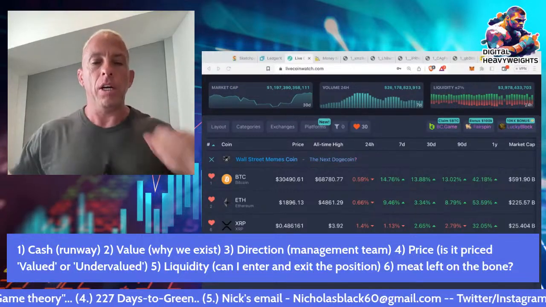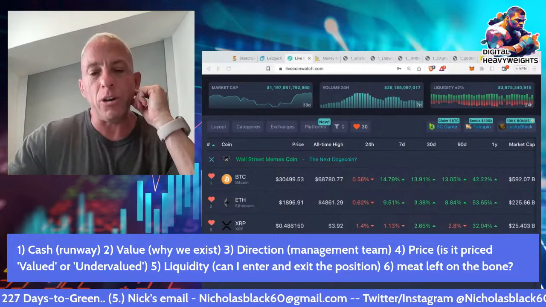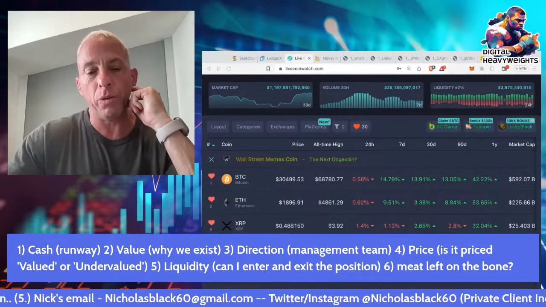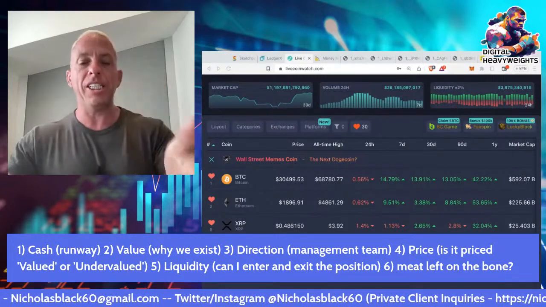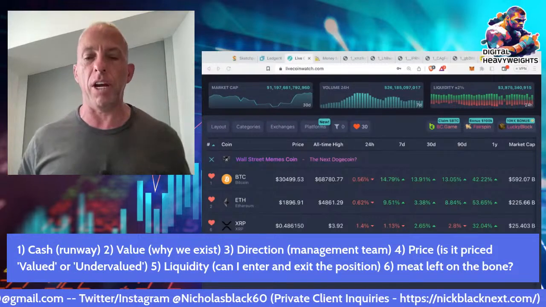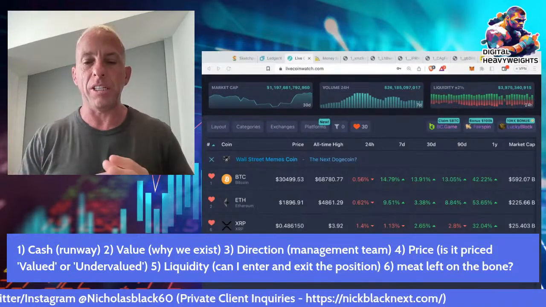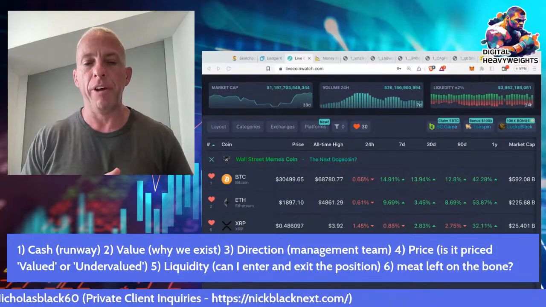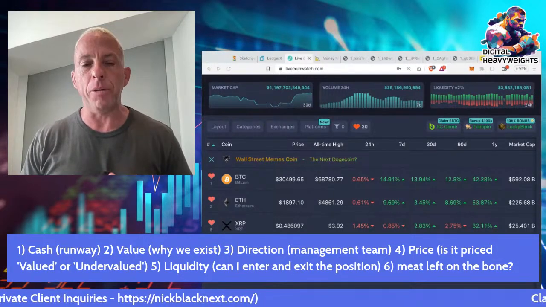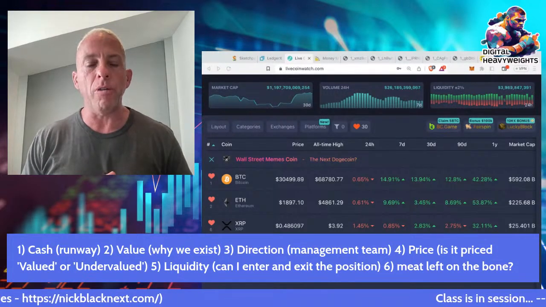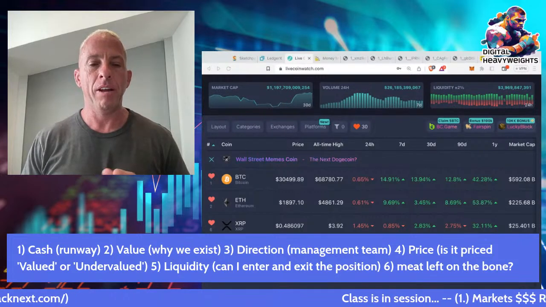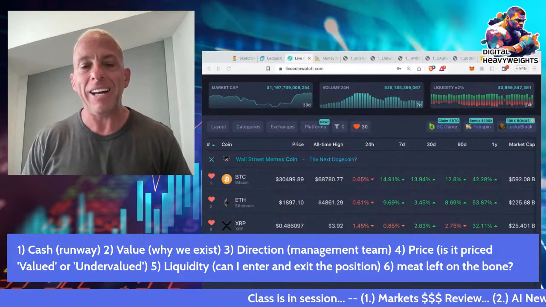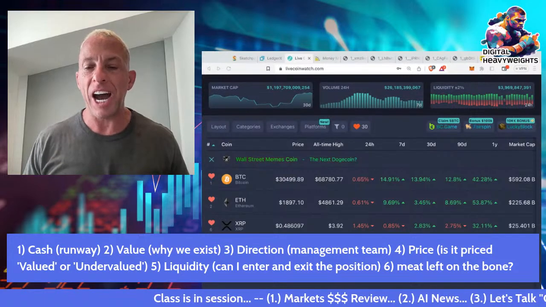And then, is there any meat left on the bone? Well, near term, yes. Long term, I don't think so. But it doesn't matter what I think. You've got to go through and do this, make this kind of proposition to yourself. And what does meat left on the bone mean? Well, are there any multiples here to be made? Again, near term, maybe it sees a buck. I don't know why it would.